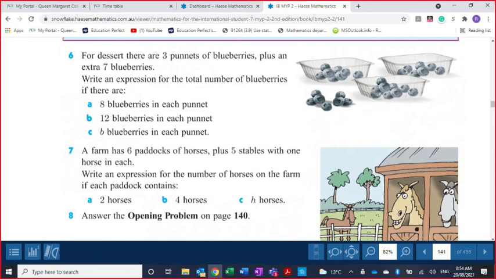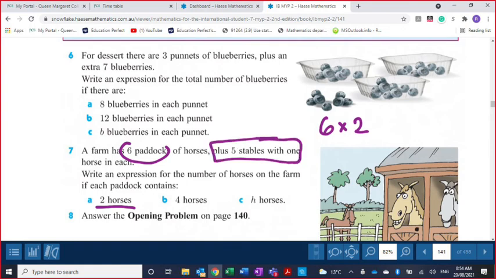A farm has 6 paddocks of horses plus 5 stables with 1 horse in each. Write an expression for the number of horses on the farm if each paddock contains 2 horses. So how many paddocks do they have? 6. So 6 paddocks. Okay. And the first one, they told us how many horses are in each paddock. So that's just 6 times 2. But then there's plus 5 more stables that have 1 horse in each. So plus 5 more horses. Make sense? Yes. Okay.